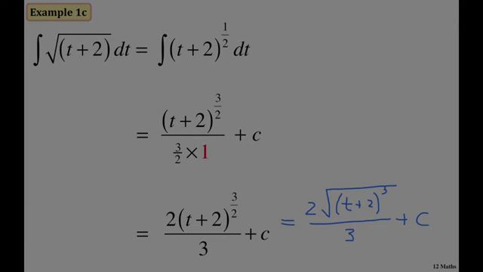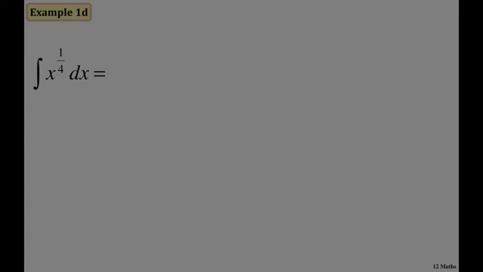Let's look at example 1d. This one's actually much easier. Even though it's fractional, it's much easier than 1c. We look at that question, we're integrating it, so it's just a standard form. We add 1 to the power. 1 plus a quarter is 1 1/4, but we write that as an improper fraction, so it's 5/4. And then we divide by the new power. There are no brackets with this one. Don't forget your plus c.